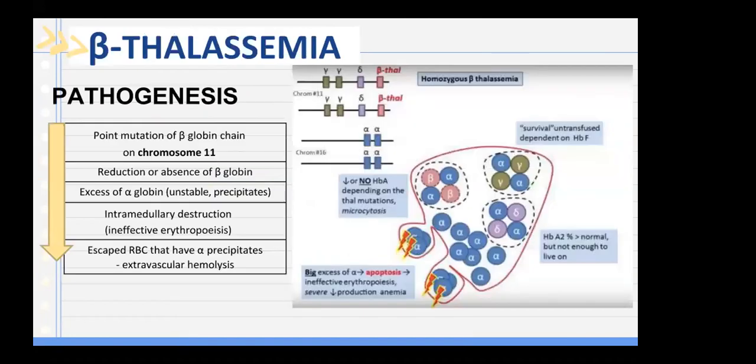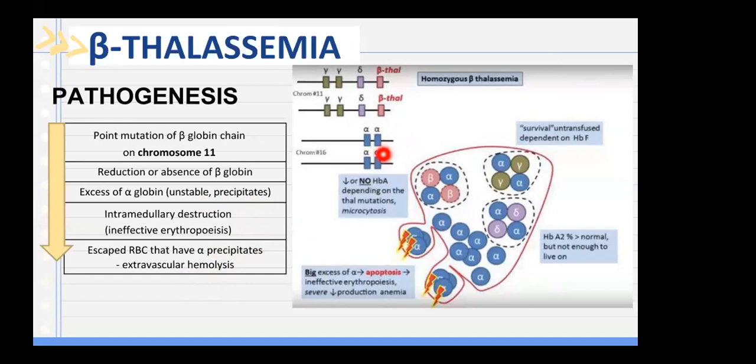In beta thalassemia, the pathogenesis is a point mutation at chromosome 11, either 1 or 2, and then it causes reduction or absence of the globin chain. This causes excess of alpha globin, which is unstable and precipitates. It causes intramedullary destruction and ineffective erythropoiesis. But the escaped RBCs that have the alpha precipitates also have hemolysis, but it is extravascular.